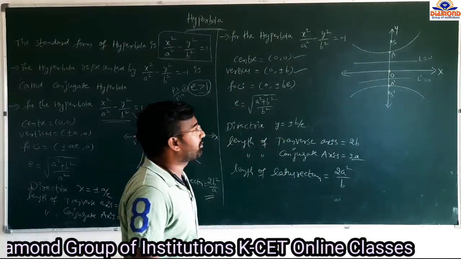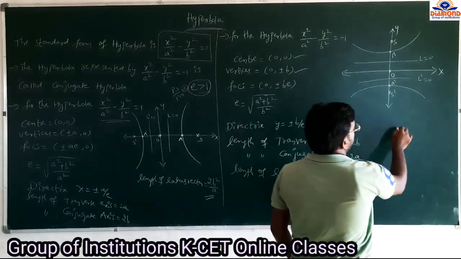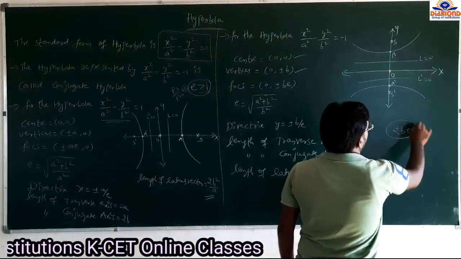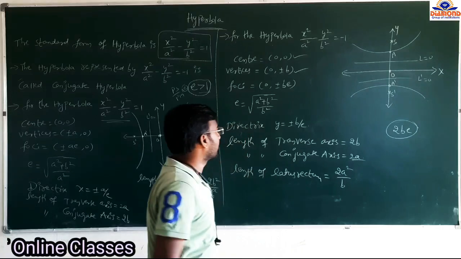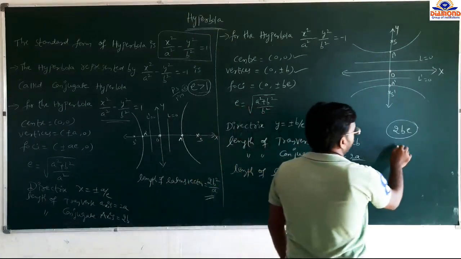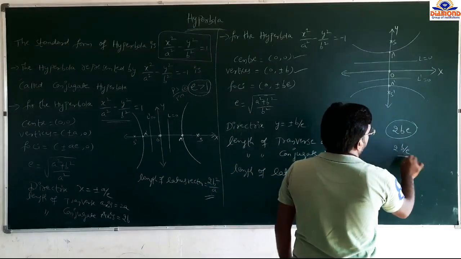Next, distance between foci. The distance between foci is 2be. Next, the distance between directrices is 2 into b by e.